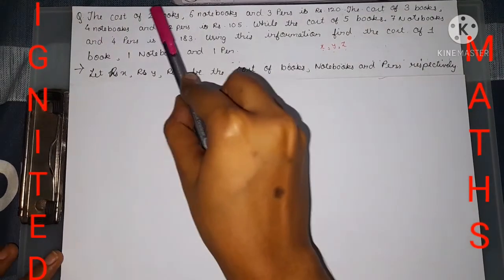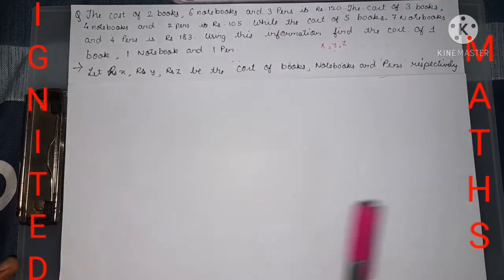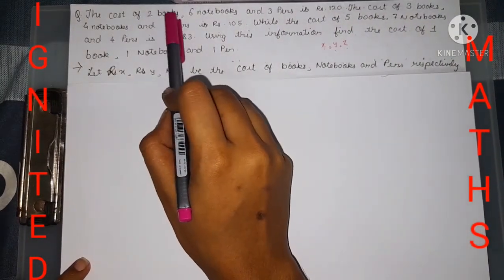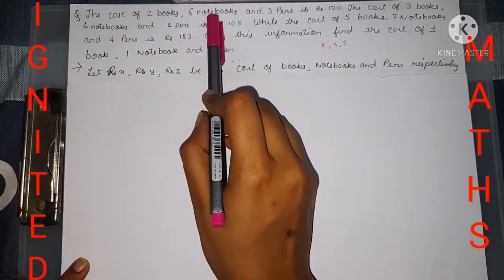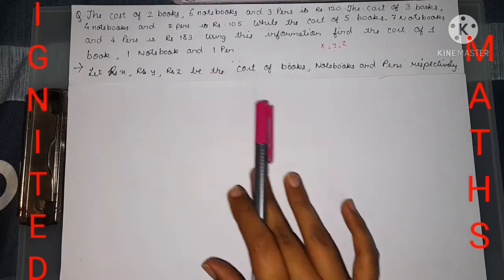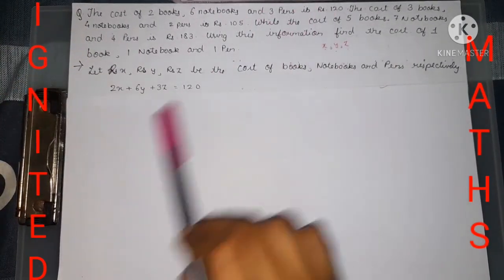The cost of 2 books, 6 notebooks and 3 pens is rupees 120. So the linear equation will be: books I have represented as x, notebooks I have represented as y, and pens I have represented as z. So 2x plus 6y plus 3z will be 120.